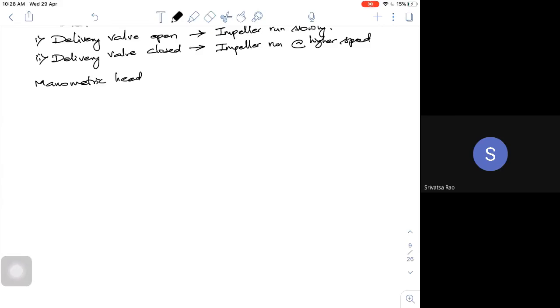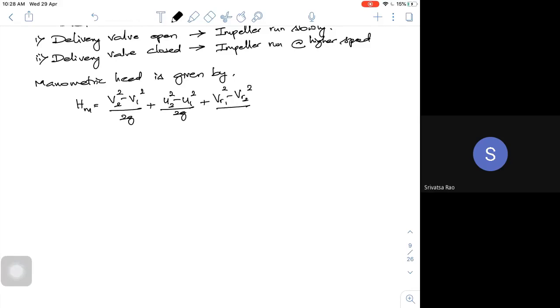So the manometric head is given by, this is the head under which your pump will be working. So HM is equal to V2 square minus V1 square by 2g plus U2 square minus U1 square by 2g plus VR1 square minus VR2 square by 2g.